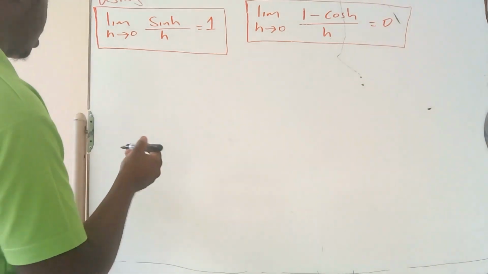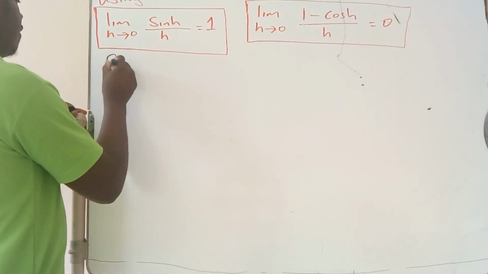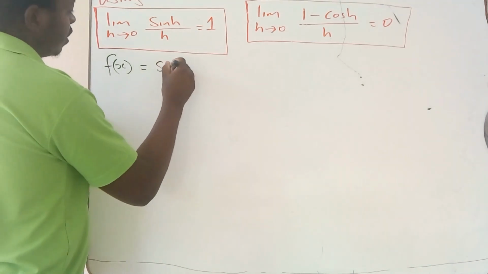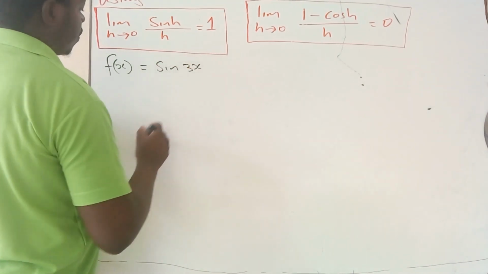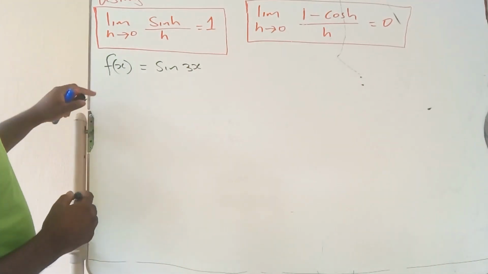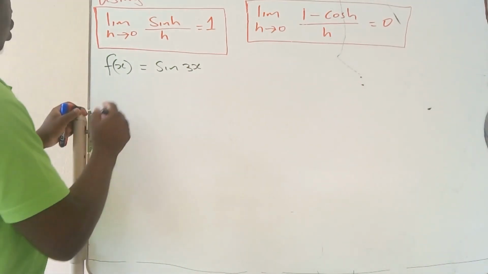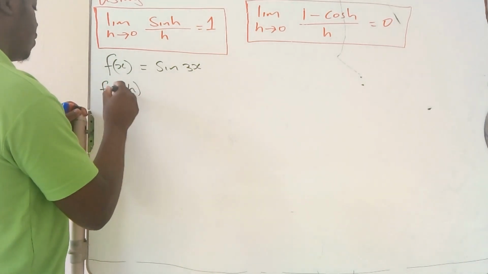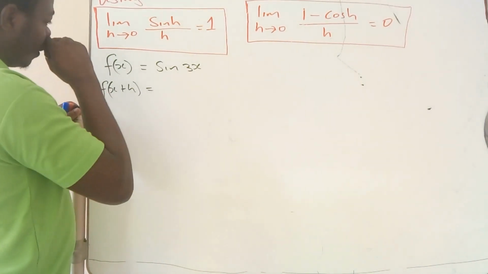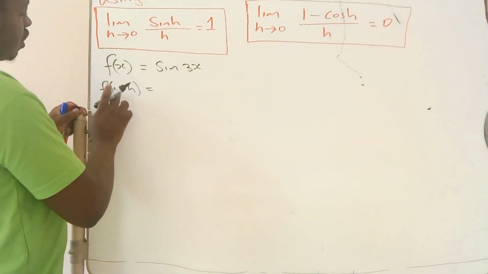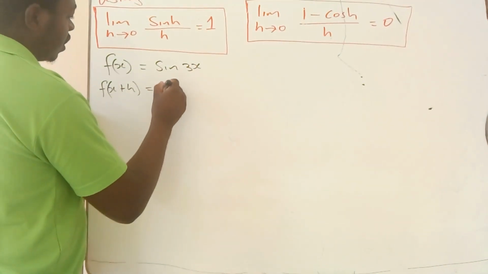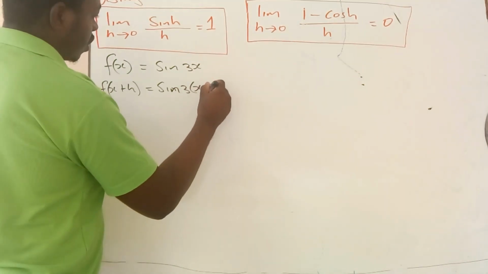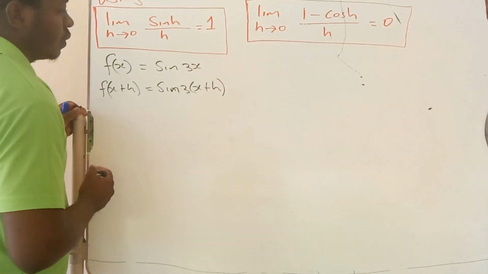Let's say you have a function f of x equals sine 3x, and you are asked to use first principles to differentiate this. You know you need f of x plus h, which is equal to, anywhere you see x, replace it with x plus h. So this is now equal to sine of 3 open bracket x plus h.